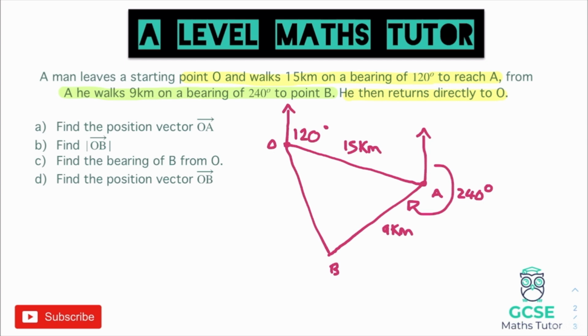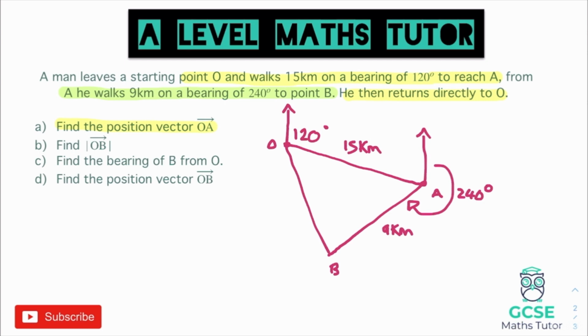We could also put a north line in at B, but we'll see how much of this we're going to need in the question. Now looking at what we have here, we want to find the position vector O to A. Now that can also be phrased in a slightly different way. It could say the position vector of A relative to O, which just means starting at O and going to A. So if we're going to work this out, we need to think how we're going to get there.